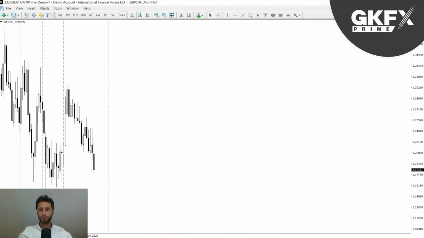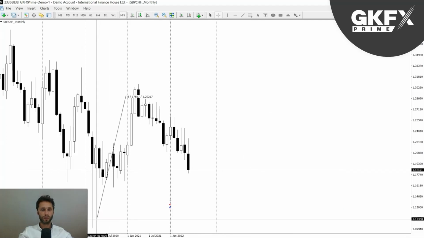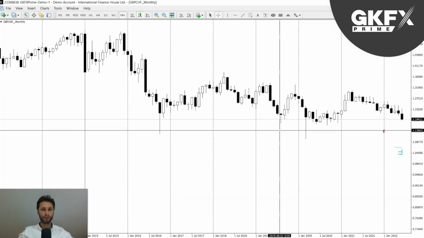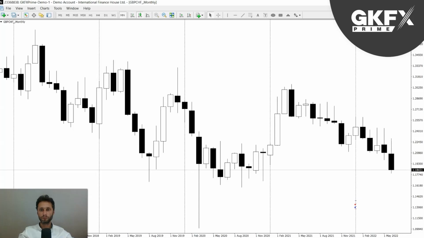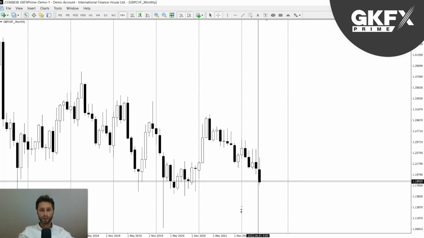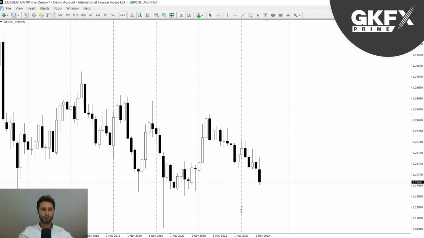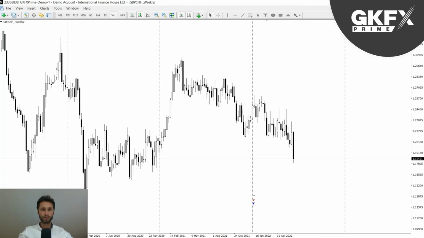If I look on the monthly time frame, again, similar kind of picture to the Aussie dollar. We had this big move here from this week, and now we have a slow move down, and we are showing very obvious signs of weakness. If I go to the weekly, very obvious bearishness here.